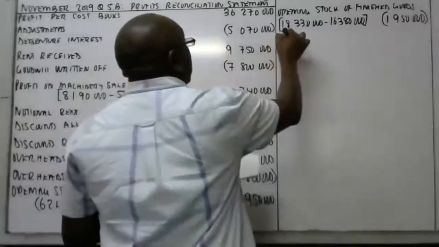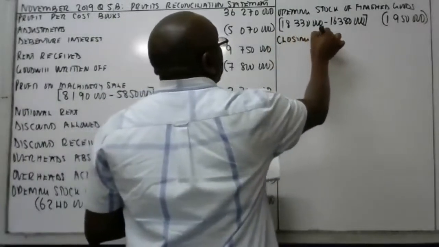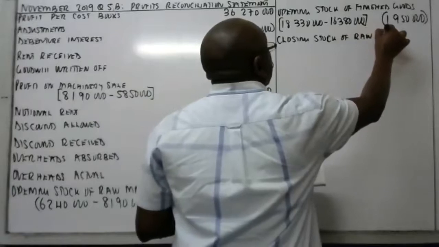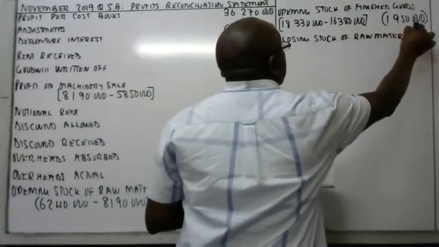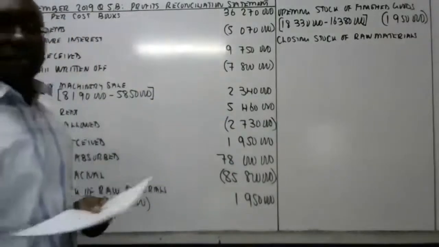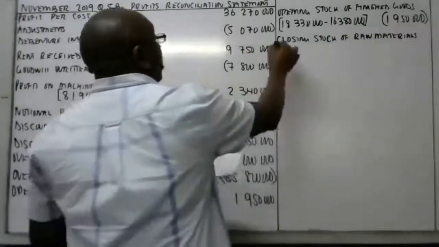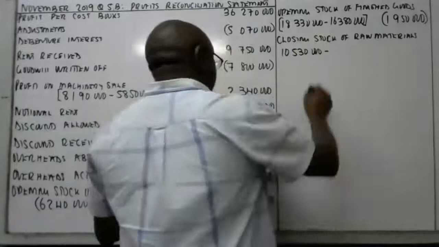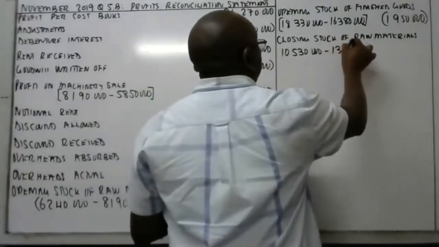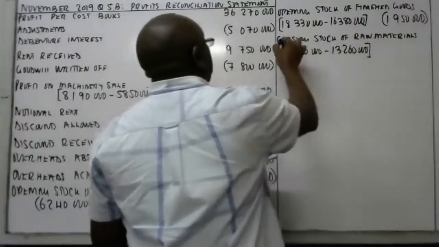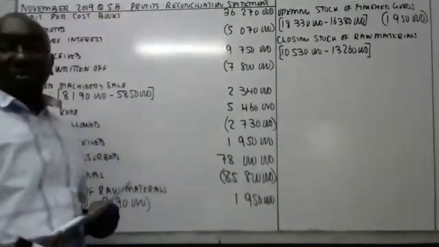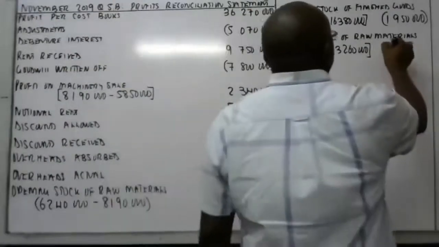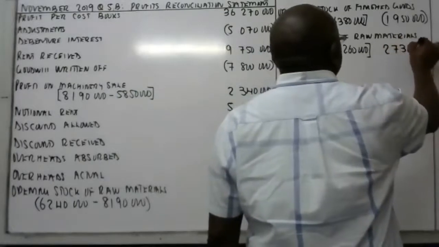Our closing stock of raw materials. It is 10,530,000 minus 13,260,000. You mean 2730. 2,730,000.